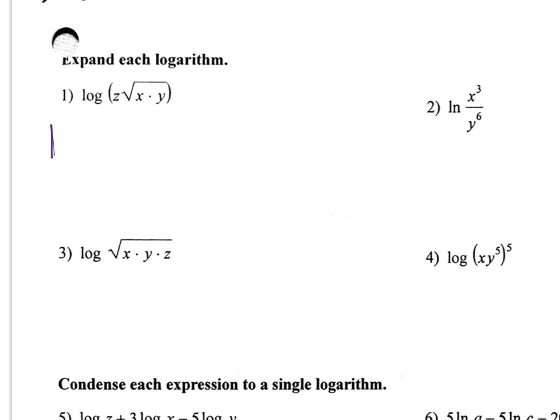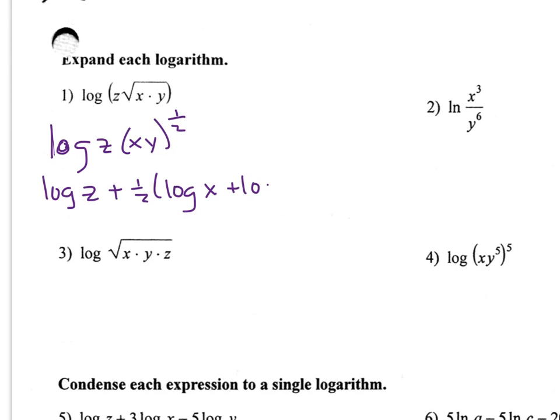Alright, so rewriting this is x times y to the 1/2. So again, there's other ways to write this. When you expand, there's 1 log for every variable. There you go. So you could distribute that 1/2 in, or you can leave it.